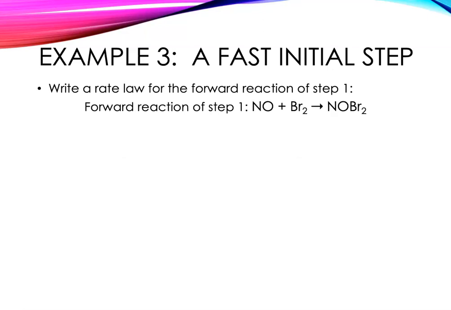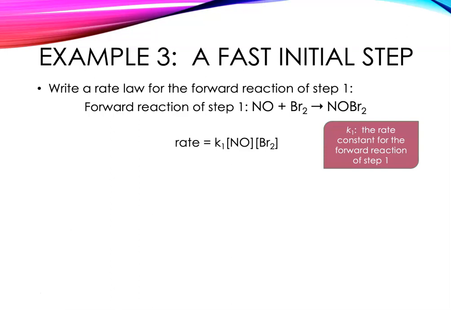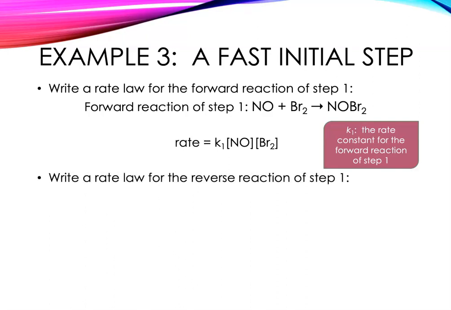NO plus Br2 to make NOBr2. So we can write a rate law for the forward reaction of step 1. I'm calling the rate constant K1 because it's the rate constant for the forward reaction of step 1. And I can also write a rate law for the reverse reaction of step 1, which is also happening. These are happening simultaneously, all right?